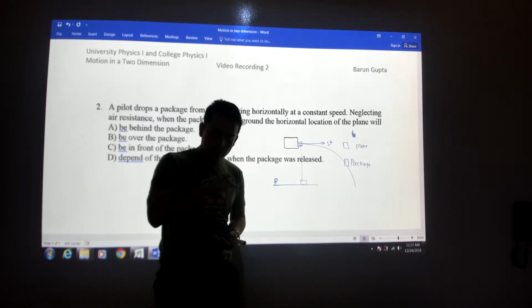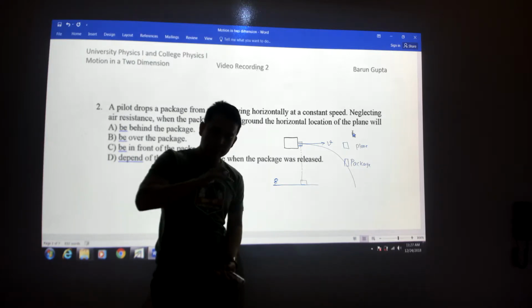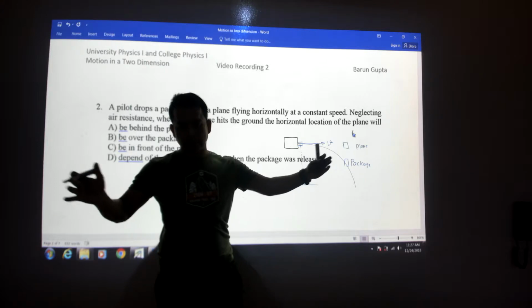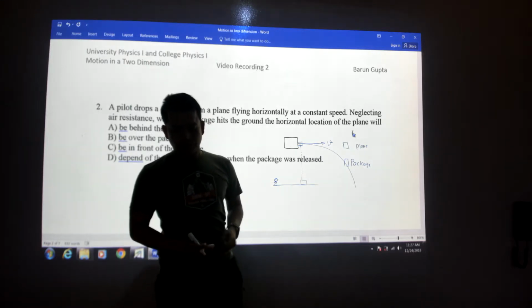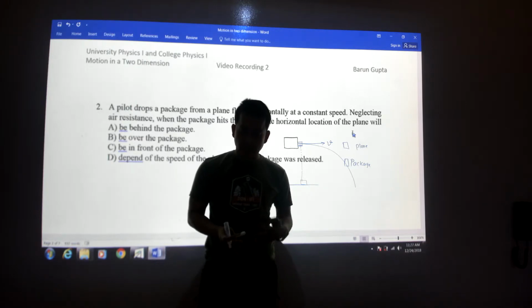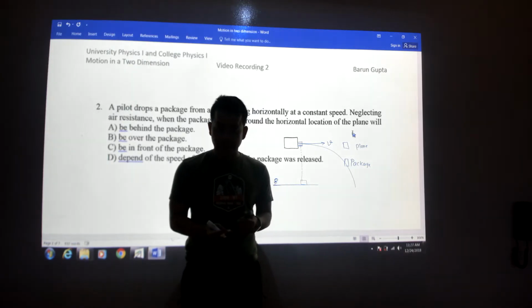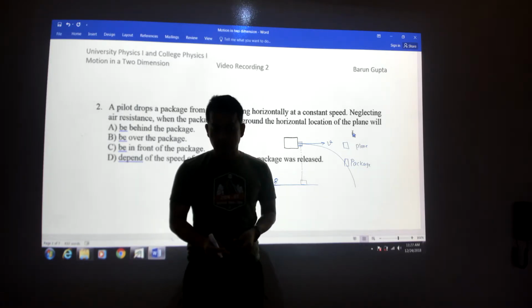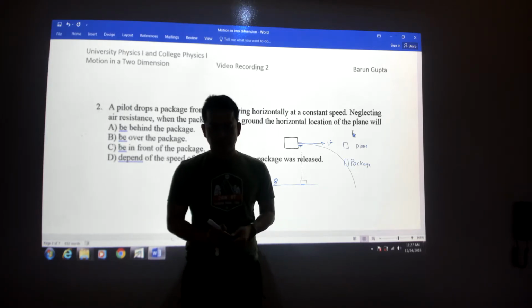It will always be over the package, and there will be a relative motion along the y direction, but there is no relative motion along the x direction. So the plane or the pilot will always be over the package, because there is no relative motion along the x direction between the pilot and the package.